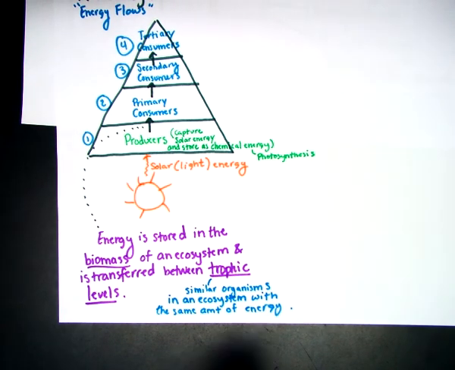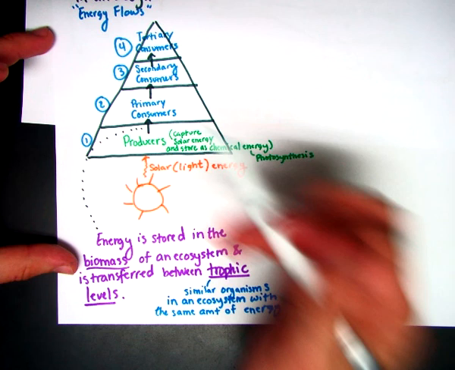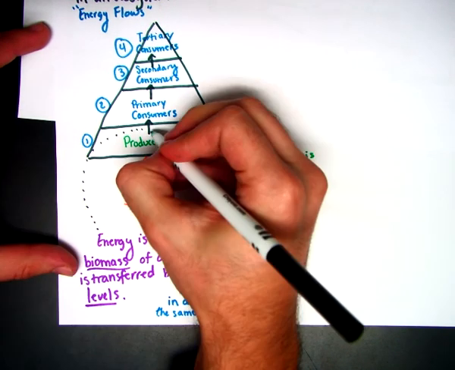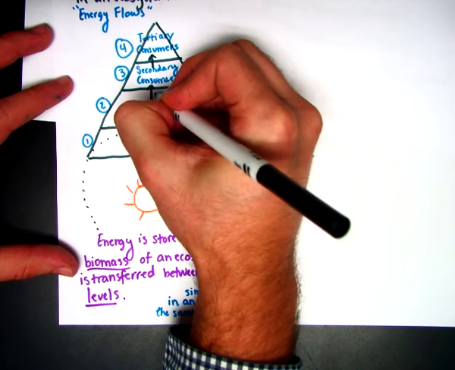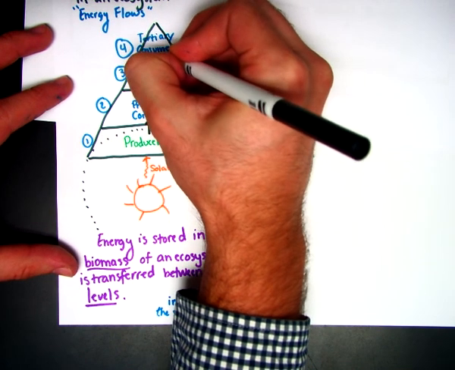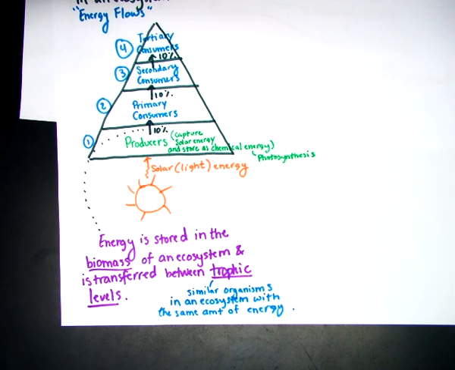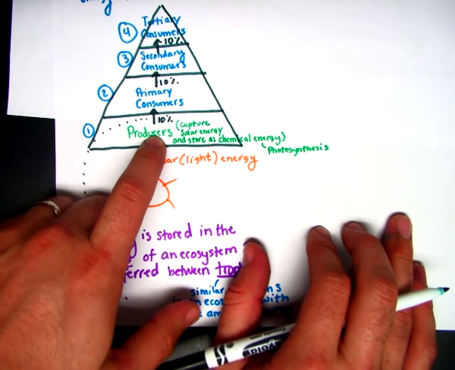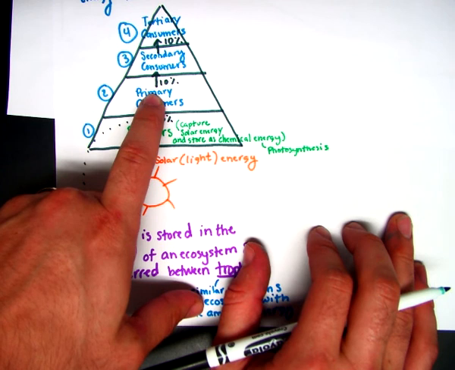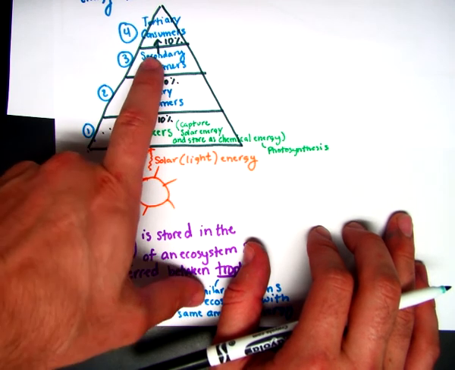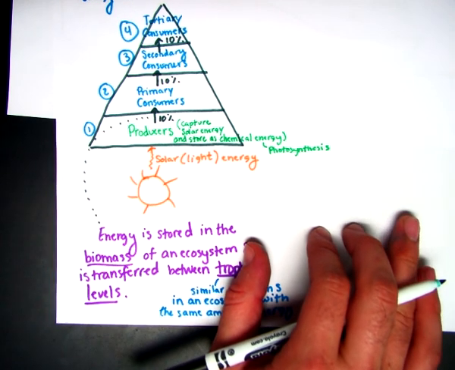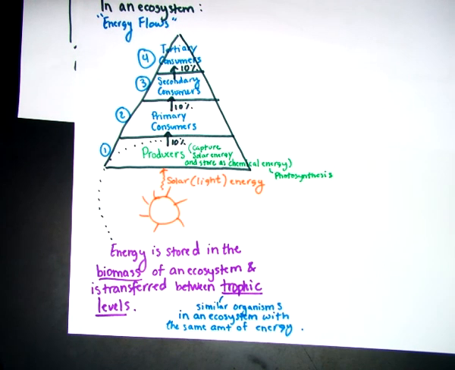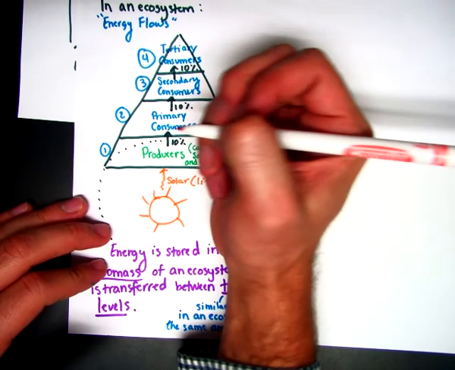All right. So the reason I'm making this pyramid is because as energy is transferred between trophic levels, it's actually known that approximately 10% of the energy from the previous level is transferred to the next level. So 10% of the energy in the producers is transferred to the primary consumers, and so on and so forth. Only 10% is transferred. So then what happens to the other 90%?